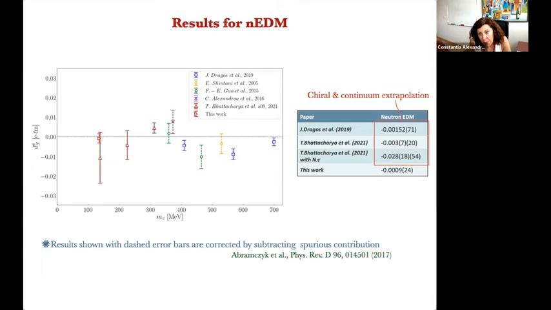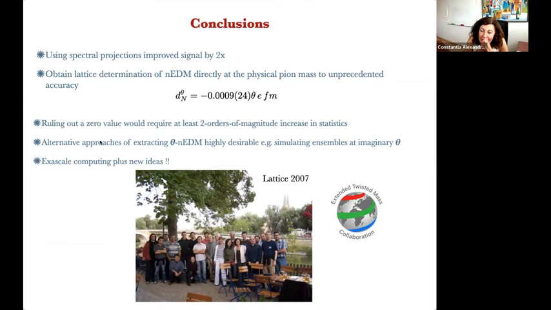So let me conclude. Using the spectral projections, we improved our signal compared to the field theoretic approach by a factor of two. This is the value we obtain, consistent with zero, but not with the precision that we would like. I mean, the error is really three times the result. Now, this highlights the difficulty, in my opinion. In order to really calculate this to the accuracy required, we will need two orders of magnitude increased statistics if we stay with the same approach. Now, of course, I said there are alternative approaches, maybe you will hear in this conference, but I believe all approaches will have similar issues.